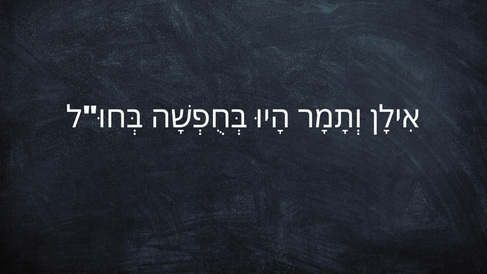Ilan ve-Tamar hayu be-chufsha be-chul. Ilan and Tamar were on a vacation abroad. Notice how I used hayu to indicate plural nouns, but I didn't have to adjust it to any specific gender, as it covers both.